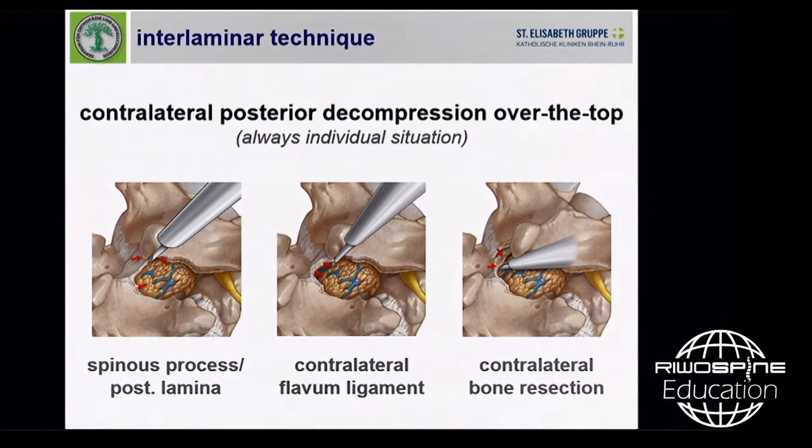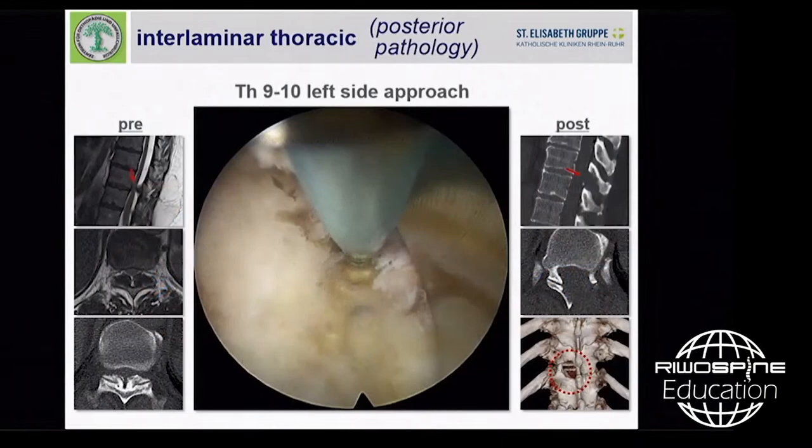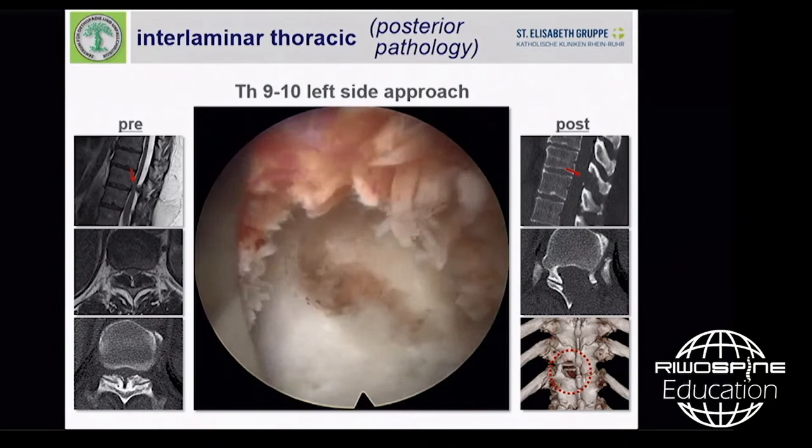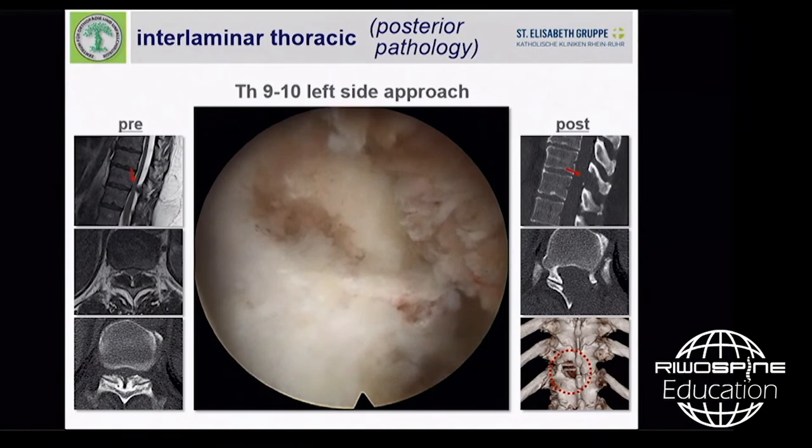Yeah, and then for that you have to resect here also bone from the spinous process, then the contralateral flavum ligament, and sometimes the contralateral bone as well. Here an OLF. Yeah. So you start at your ipsilateral side. Also here, the orientation at the beginning is the most difficult part, because due to the ossification of the flavum ligament, yeah, you cannot identify a cranial lamina, caudal lamina, or a flavum ligament.